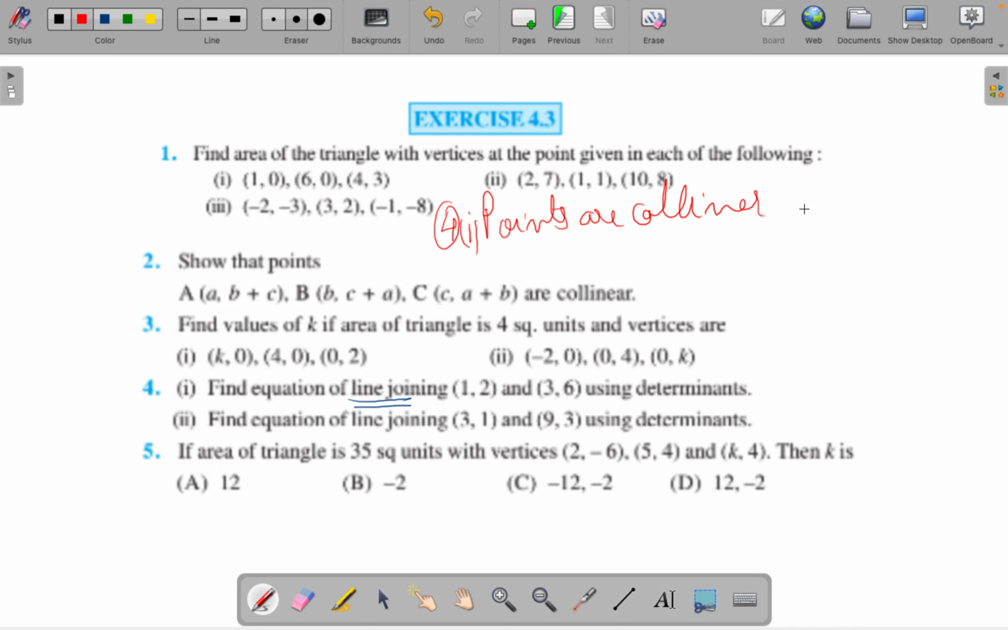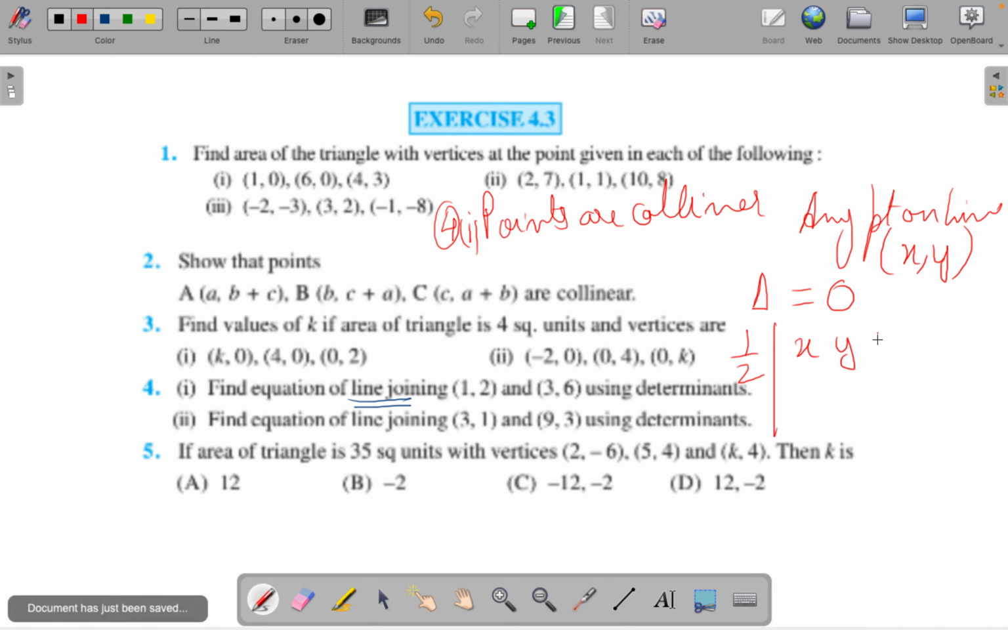So let's take the third point on the line as any point on the line, which can be taken as x comma y. So since the points are collinear, we know that area will be 0, right? So half magnitude of x y 1, this is 1 2 1, this is 3 6 1, equals 0. So this half is already 0. When you just expand it, your equation will come in terms of x and y. That's your answer. Similarly, here also you must not make this mistake.